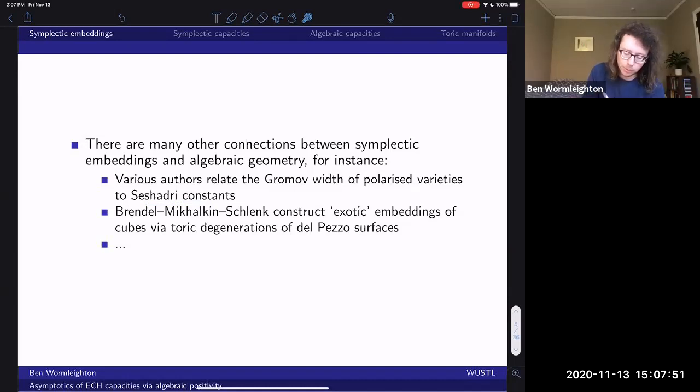There's been some recent work of Brendel, Mikhalkin, Schlenk, who construct some exotic embeddings of cubes. This is done by a beautiful construction using toric degenerations of del Pezzo surfaces, a very beautiful story that's woven into mirror symmetry and many other stories across geometry. I'm just mentioning these stories to give a sense of the history, and a sense that symplectic embedding problems have a very cozy, comfortable relationship with algebraic geometry, and that is in general the context that my talk fits into.